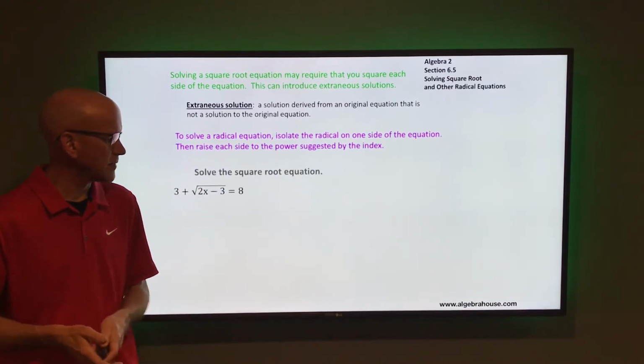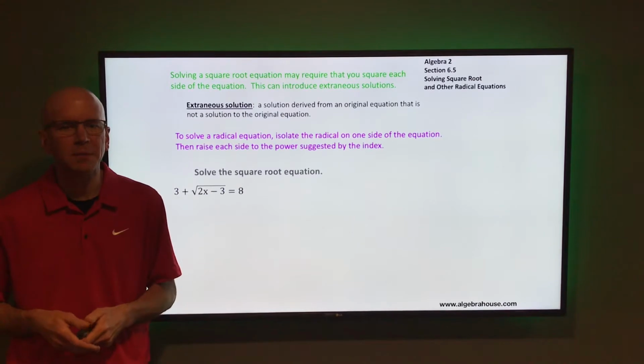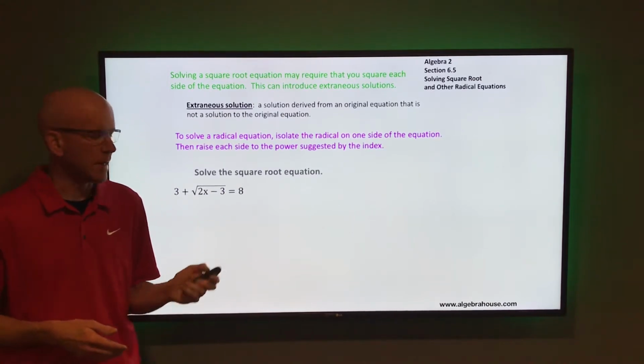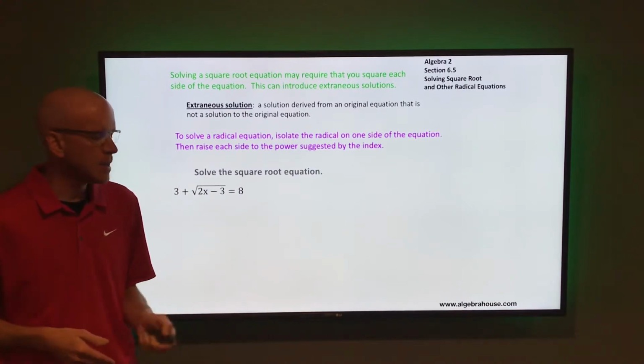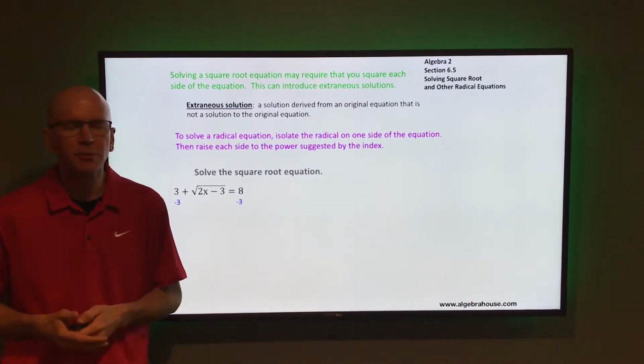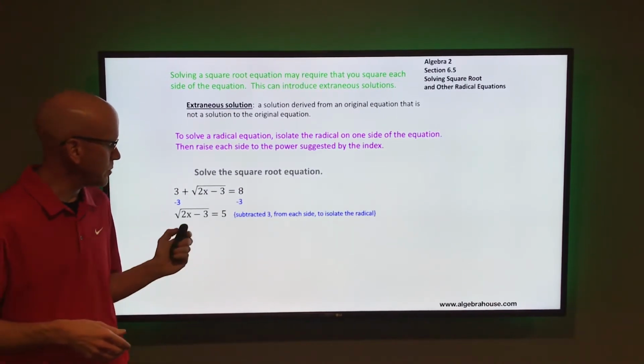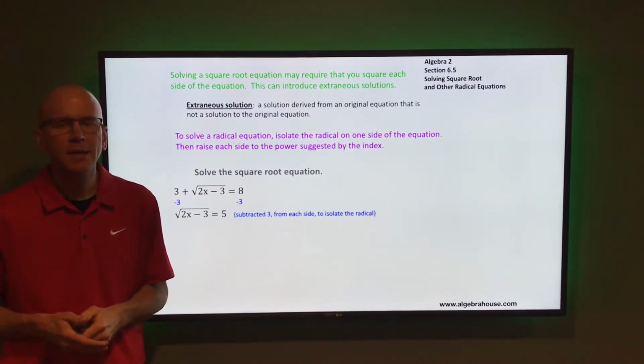I'm going to solve this equation for x. 3 plus the square root of 2x minus 3 equals 8. I'm going to isolate that radical to one side of the equation, move everything else to the other side. So we're going to move that 3 to the other side by subtracting 3 from each side. When you do that, you get the square root of 2x minus 3 equals 5.